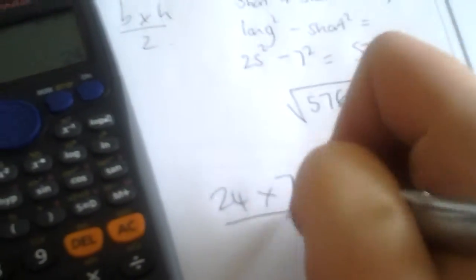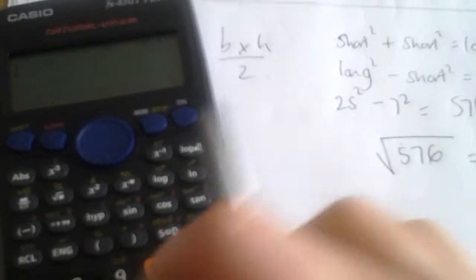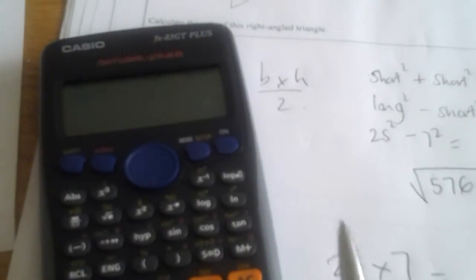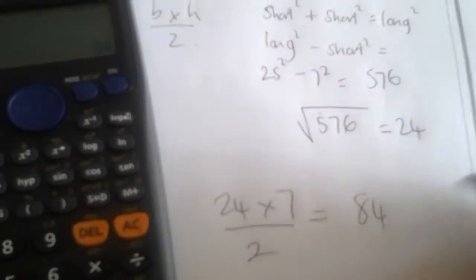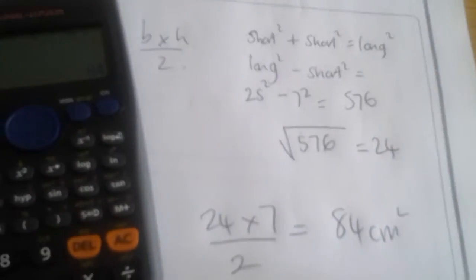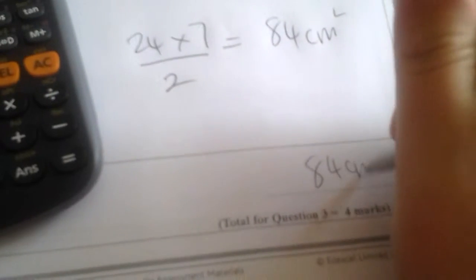Now I can do height times base. 24 times 7 divided by 2 is 84. Put some units on. Did not put the units on here, so that's going to be worth a mark.